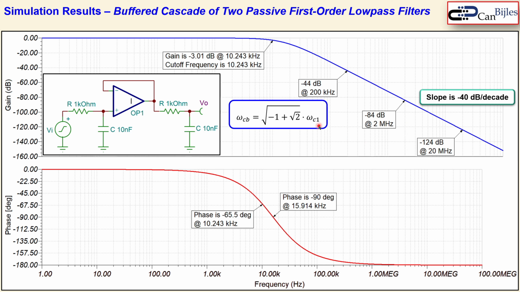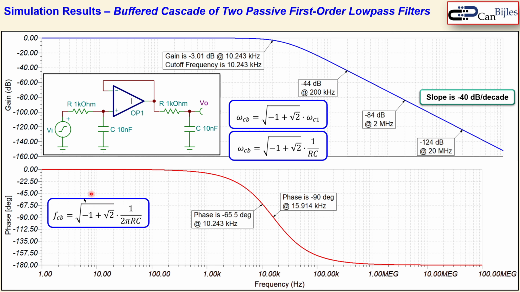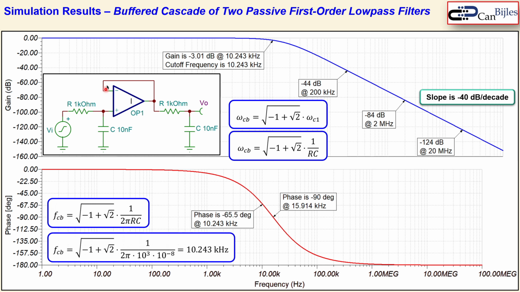Now the cutoff frequency was given here for the buffered case like so, and we can substitute here 1 over RC, and RC we know because the resistor and the capacitor are known. So we can now go to the f_cb, which is our frequency in hertz, and if you substitute here the values, you get 10.243 kilohertz, as we have it here in the simulations.